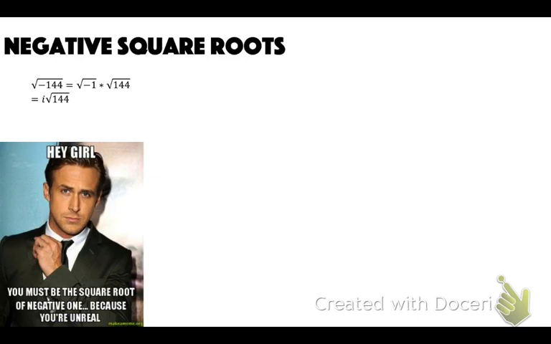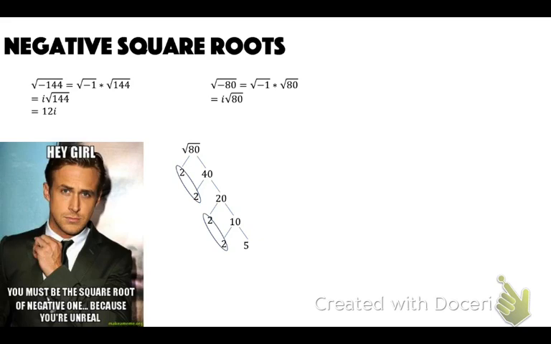i times the square root of 144. Well, the square root of 144 is 12, so that's going to be 12i. The square root of -80, well, that's going to be the square root of -1 times the square root of 80. The square root of -1 is i, so that's i square root of 80. Then if we break down 80, you get 2 times 2 times 2 times 2 times 5. So that's really 4i square root of 5.